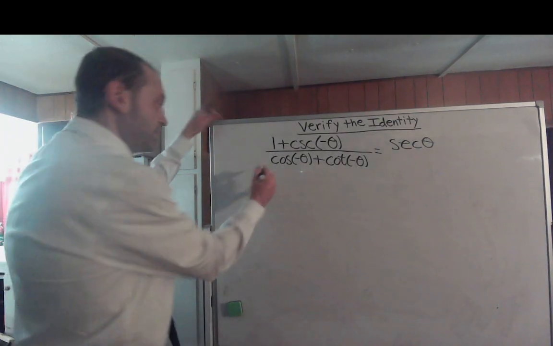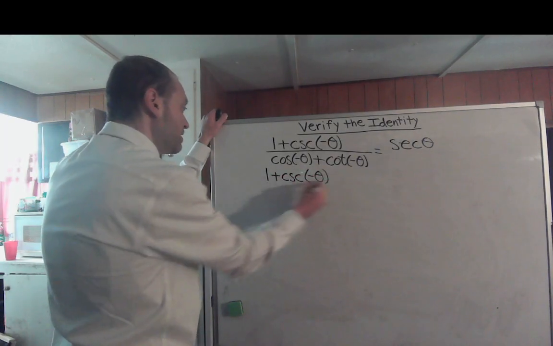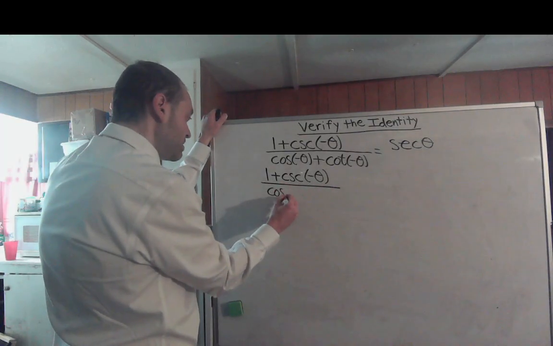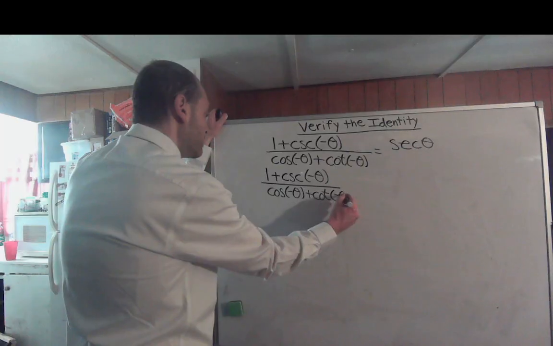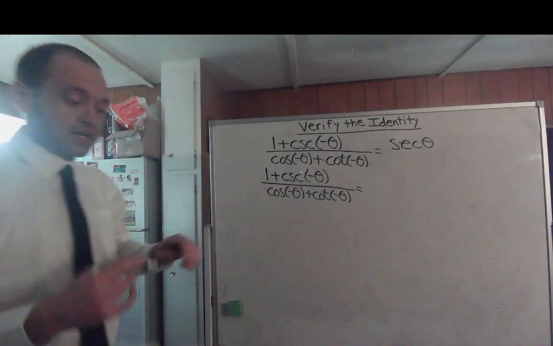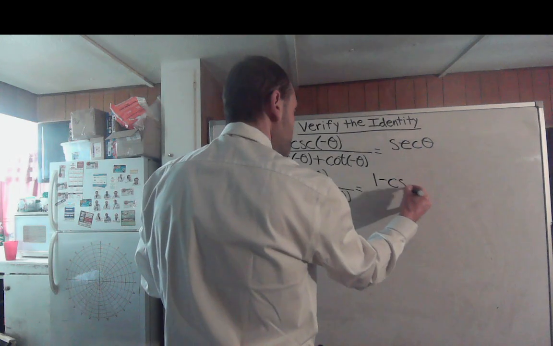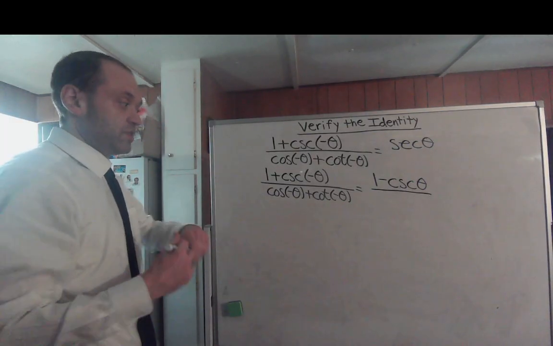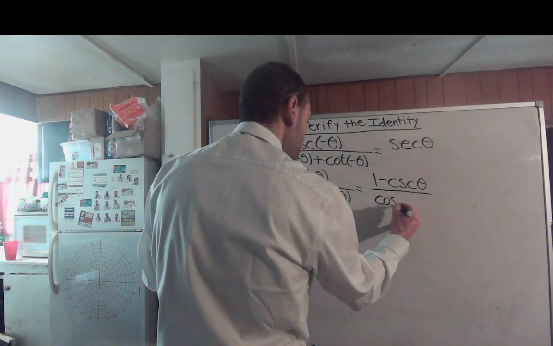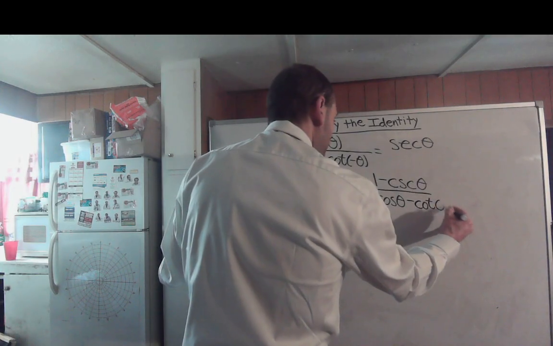Well, let's write out our left-hand side again. So 1 plus the cosecant of negative theta all over the cosine of negative theta plus the cotangent of negative theta. All right, so we have some even and odd identities. Cosecant's an odd function, so the numerator would turn into 1 minus the cosecant of theta all over your denominator. Cosine's an even function, so that would just be the cosine of positive theta. And then the cotangent function is odd, so this would be minus the cotangent of theta.